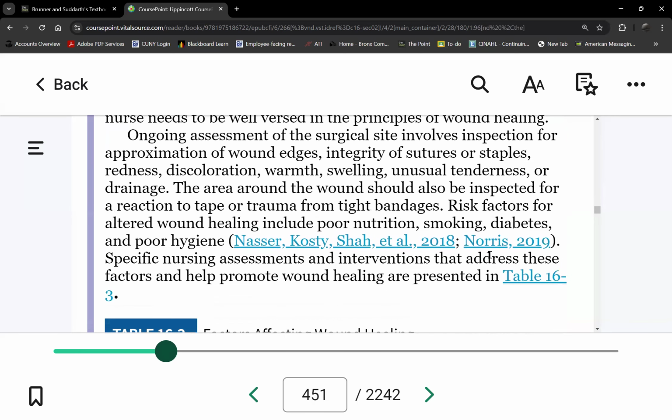All right. For assessing surgical infections of the wounds, here are your assessments. Always assess for redness, discoloration, warmth, swelling, unusual tenderness, or drainage. Now, of course, there will be drainage in the first few days of the wound, but typically the drainage stops around the third or fourth day. Any significant drainage on the fifth day and beyond, is the wound healing? No.